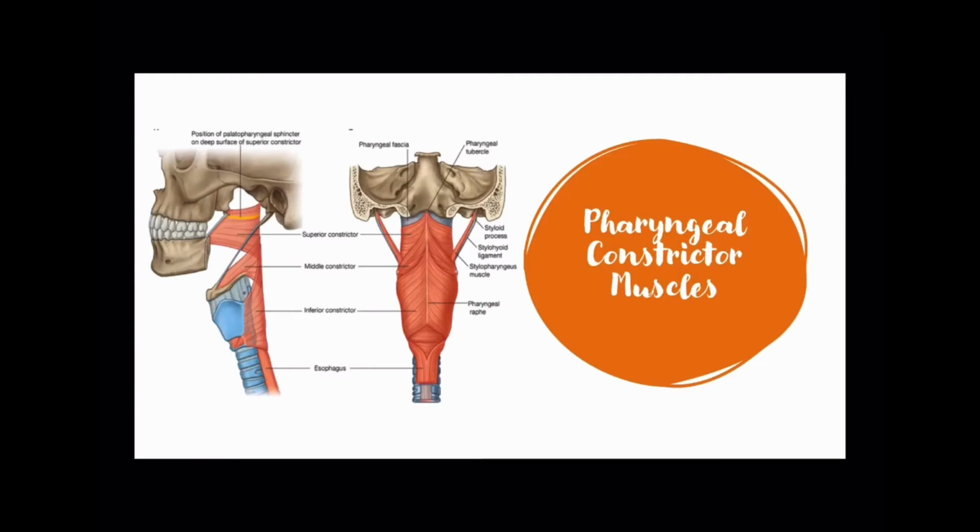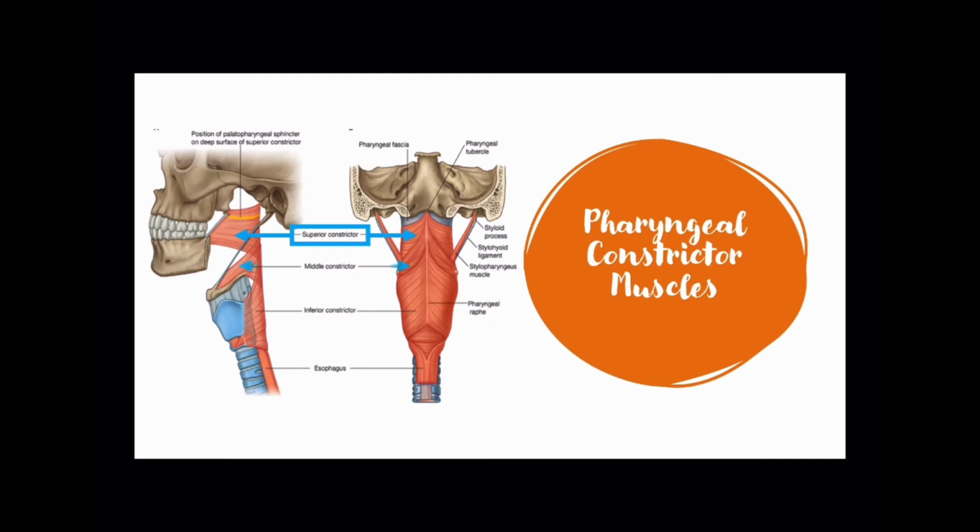The pharyngeal constrictor muscles function to compress and narrow the walls of the pharynx during swallowing. They comprise the external layer of the pharyngeal muscles. The superior pharyngeal constrictor muscle attaches to the pterygomandibular raphe, the sphenoid bone, and the mandible. It is innervated by the pharyngeal branch of the vagus nerve in the pharyngeal plexus.